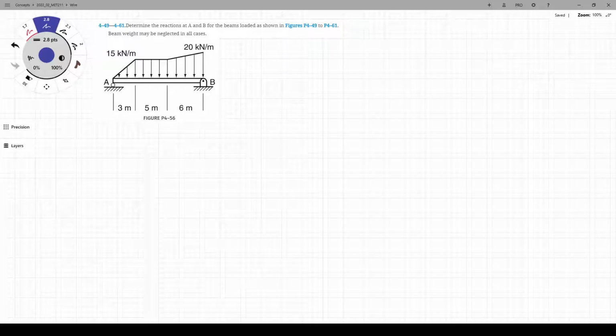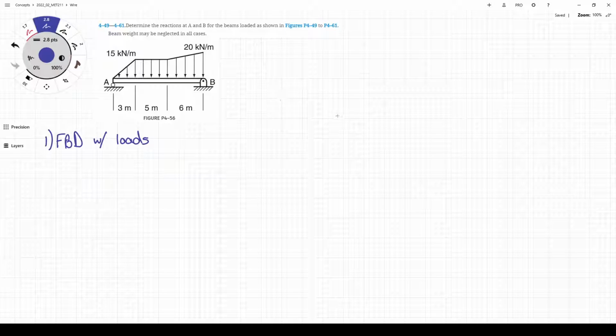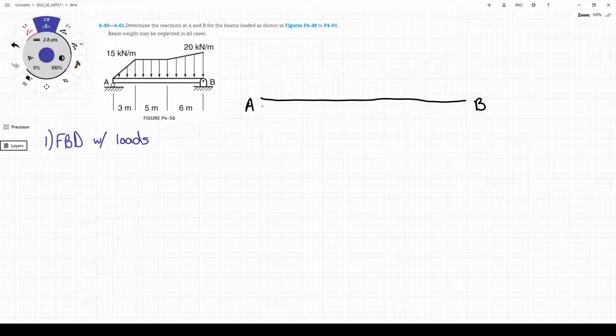So the first thing we're going to do, our first step is going to be to create our free body diagram with all of our loads and equivalent forces. To do that, we're going to first draw our beam. We have a beam that goes from point A to point B. And we have at a roller a vertical force. So we have the vertical force A.